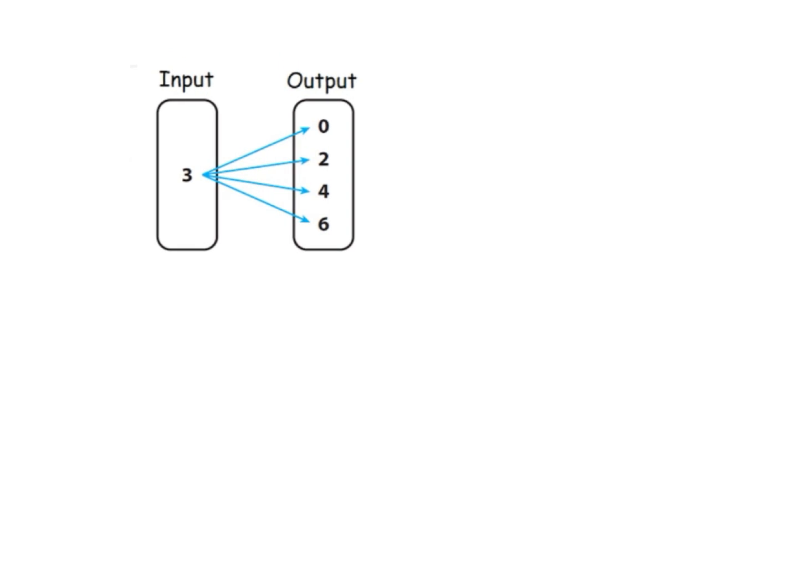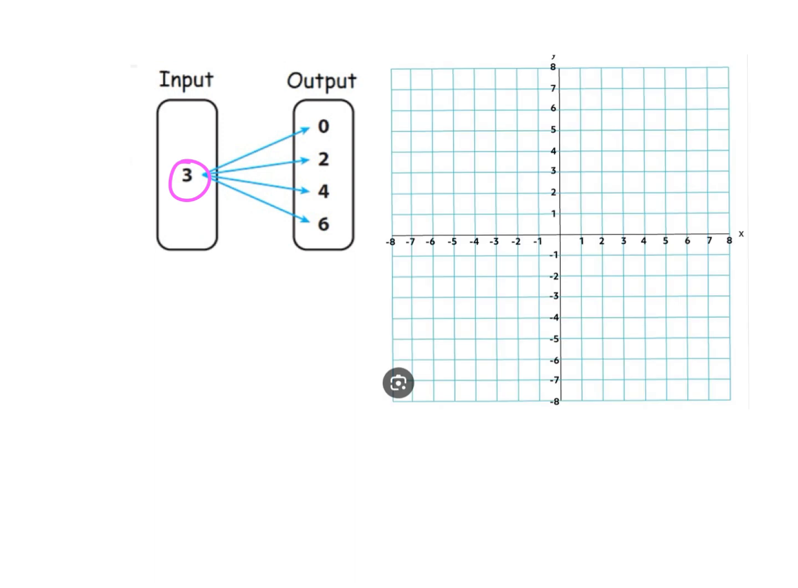Now here is like kind of that classic example of when it's not a function. This one is not a function because 3 has different outputs. If I saw this on a graph, okay, if I graph it, it would look like this. I go over 3, up 0, so here. Over 3, up 2. Over 3, up 4. Over 3, up 6. You see how all of those outputs are on the same line as 3.